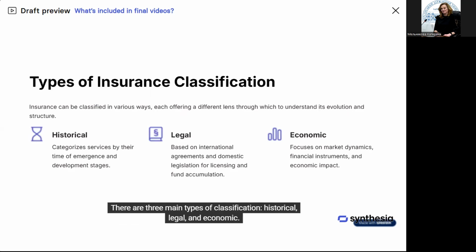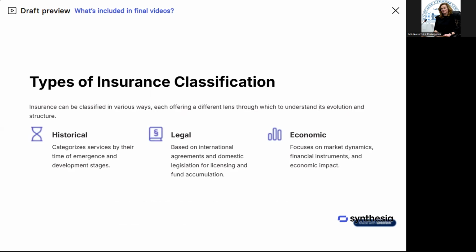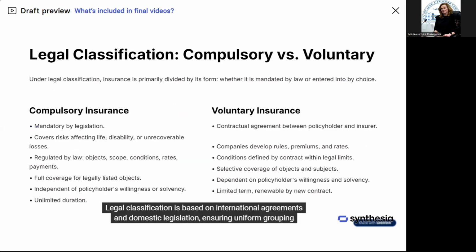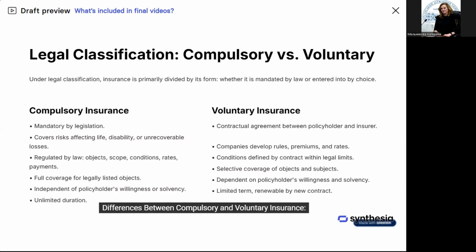There are three main types of classification: historical, legal, and economic. Legal classification is based on international agreements and domestic legislation, ensuring uniform grouping of insurance types for licensing, performance metrics, and fund accumulation. Differences between compulsory and voluntary insurance.